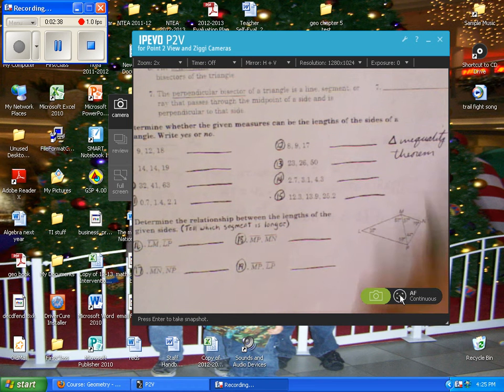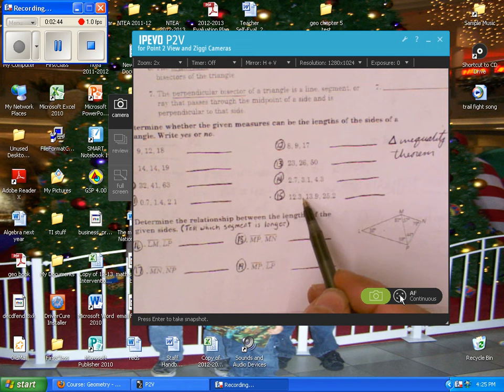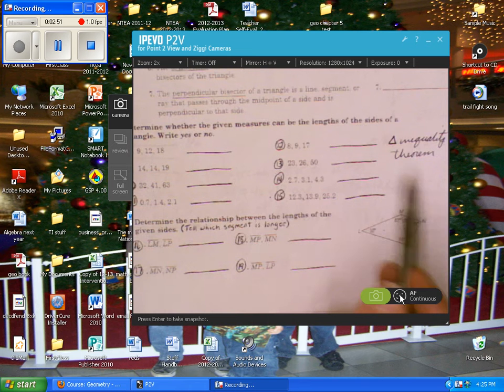The triangle inequality theorem is the one that said any two sides of a triangle must add up to be more than the third side, not equal to. Any two sides have to add up to be more than the third side. And when you're answering these, just put yes or no.